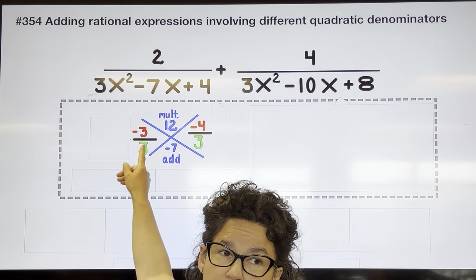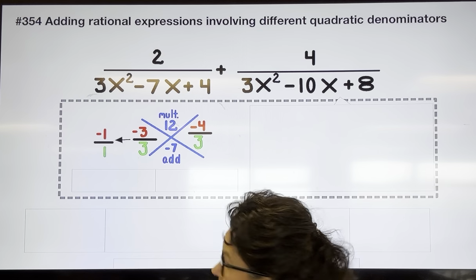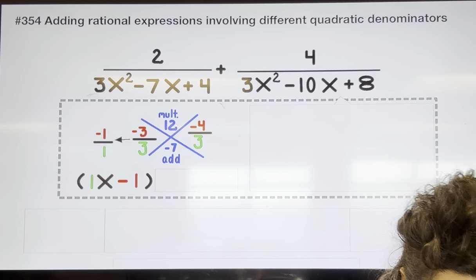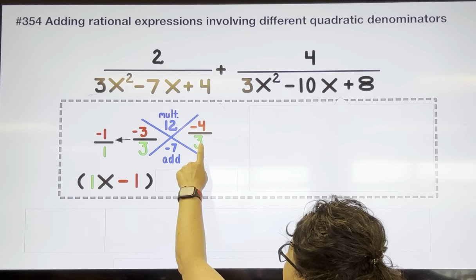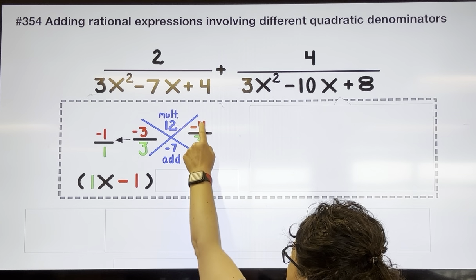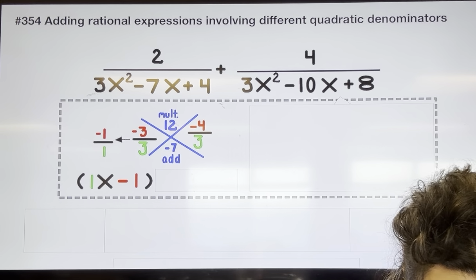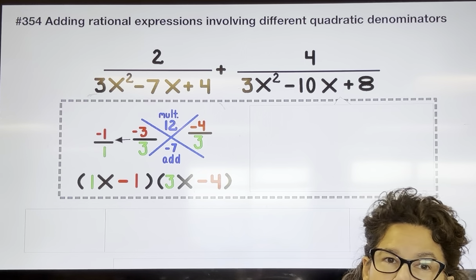We have all the parts to factor, so it's bottom first, top second. So we're going to have 1x minus 1. So I have my 1x minus 1 multiplied by 3x minus 4, and this first denominator is factored.